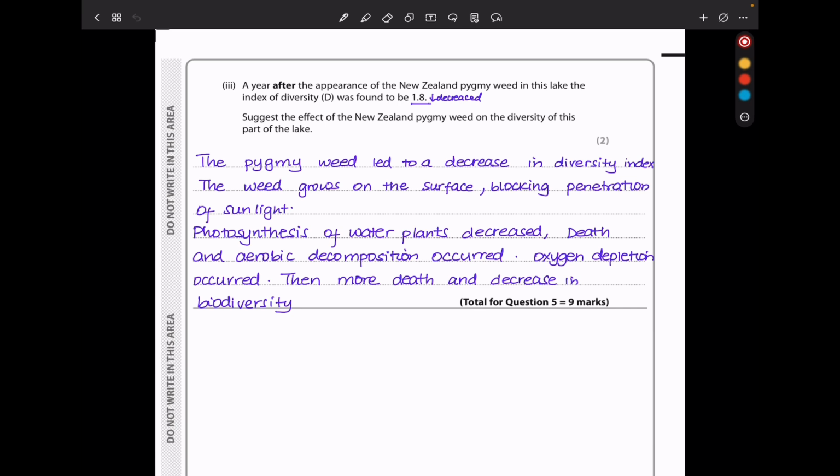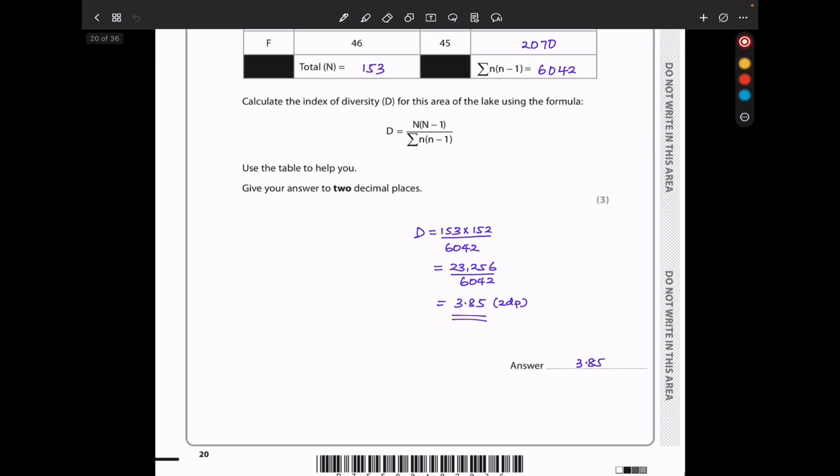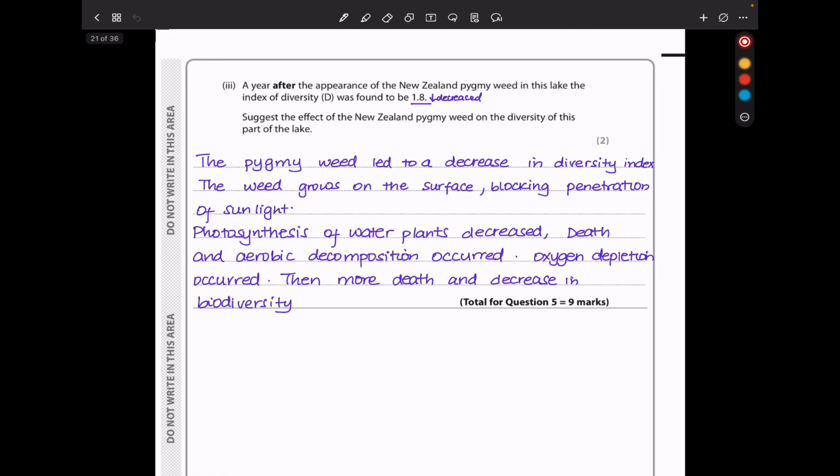Then they say a year after the appearance of the New Zealand pygmy-weed in this lake, the index of diversity was found to be 1.8. If we compare the diversity index we got here, it's 3.85. It means there was a decrease. This suggests the effect of the New Zealand pygmy-weed on the diversity of the part of the lake. When they ask questions about suggest, it means they want your own opinion. What do you think actually happened?